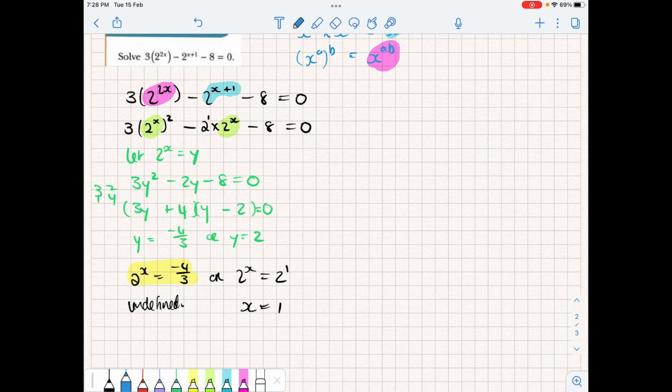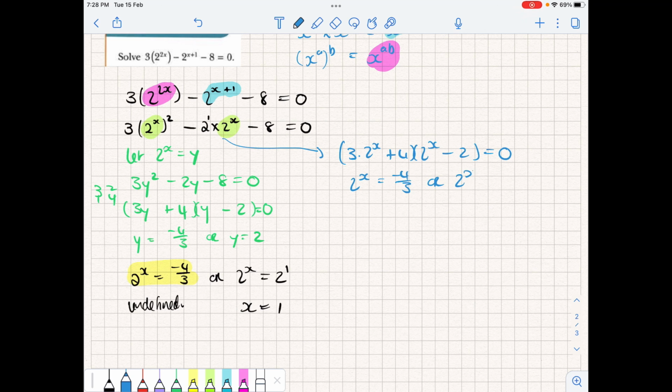Okay. Now, what we could have also done is gone straight there from here, and factorized this as 3 times 2 to the power of x plus 4, 2 to the power of x minus 2 equal to 0, right? And we would have got the same thing: 2 to the power of x equal to minus 4 over 3, or 2 to the power of x equal to 2 to the power of 1. So same solutions. Either you can use the substitution method, where you substitute the thing you're trying to solve with an easier variable, or if you can see it and do it intuitively, you can just go straight there.